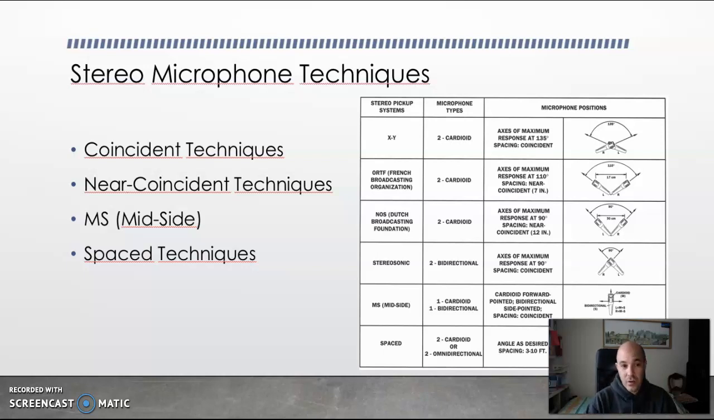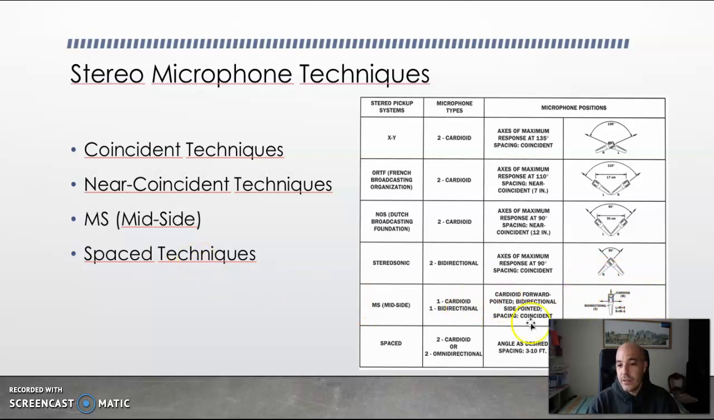and these ones are called coincident techniques, which are related with the first three ones. The MS mid-side technique is related with this one, and it covers from 0 to 180 degrees.